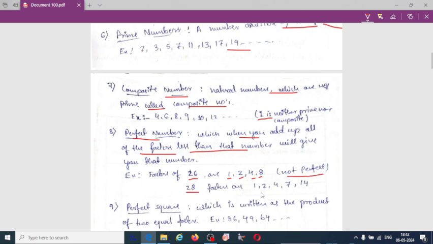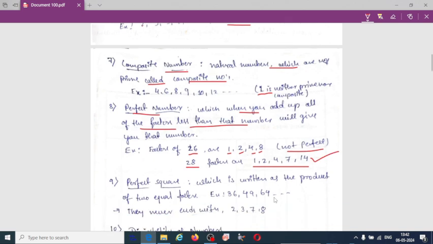Now take 28. The factors of 28 are 1, 2, 4, 7, 14. If you add all these numbers, 14 plus 7 is 21, 25, 27, 28. So this is a perfect number.